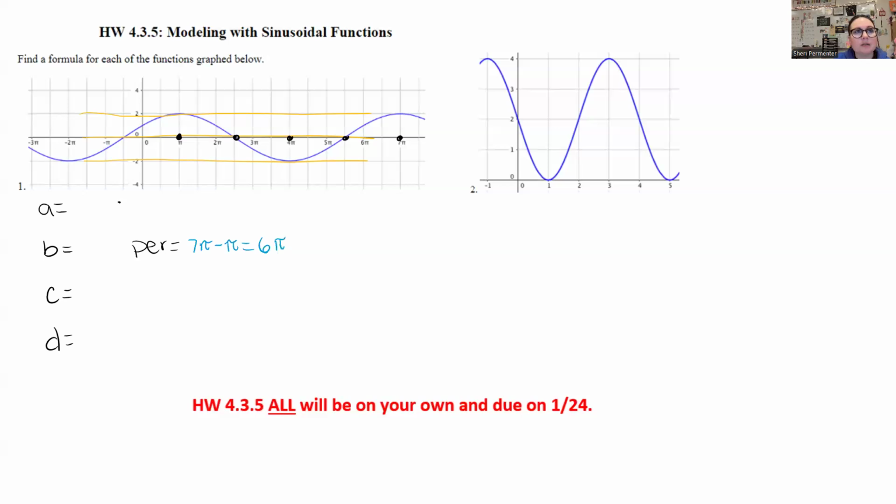How do I find B? Two pi over 6 pi. What does that turn into? Well, it looks like the pi's cancel. So it just equals 1/3.